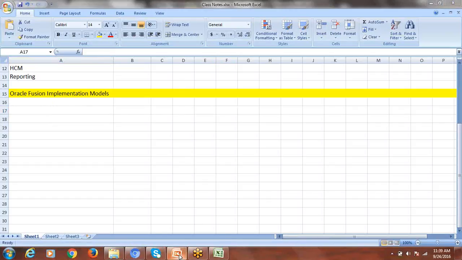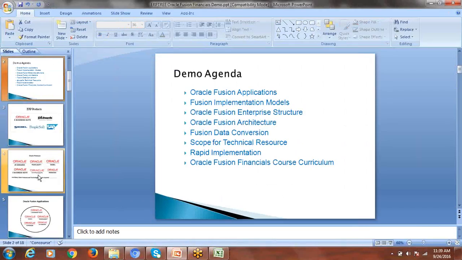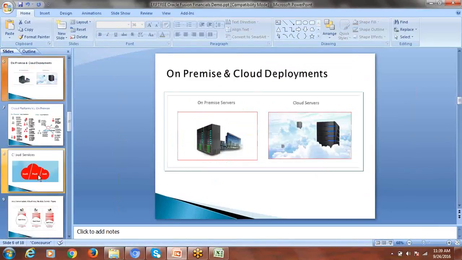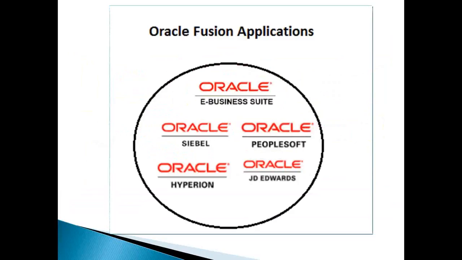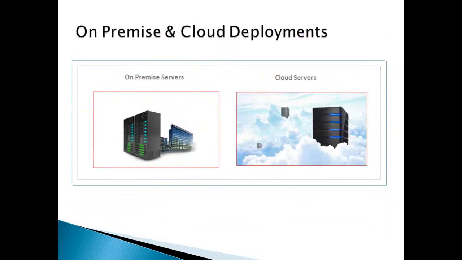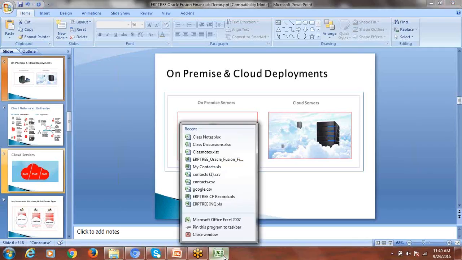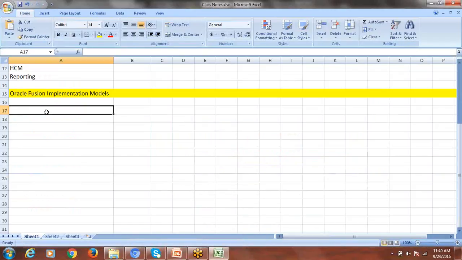Here basically we have the primary classification, and the very primary classification would be the deployment. If any company is going to implement Fusion Applications, they can go with one, on-premise, or second, cloud. That means it's all about where they deploy the server, whether on their premises or in the cloud. The basic models are, one is on-premise, the second option is cloud.